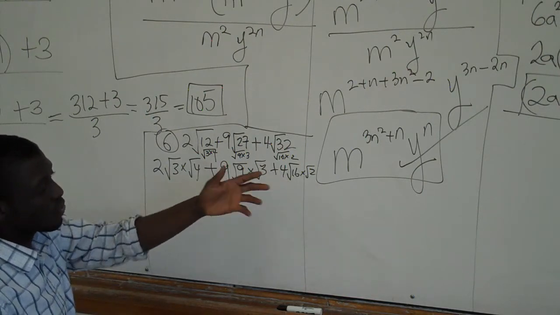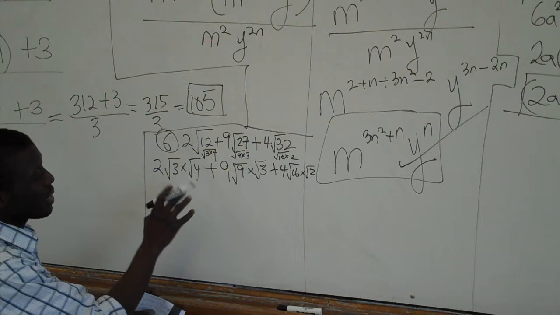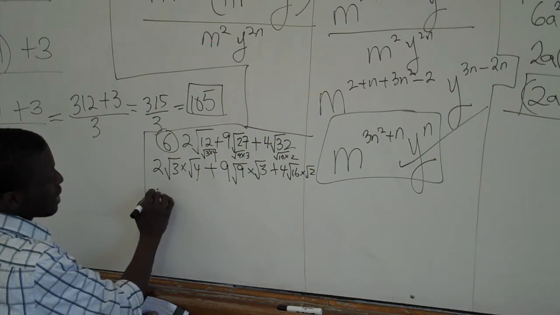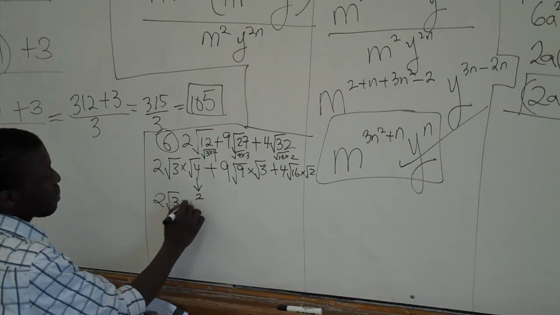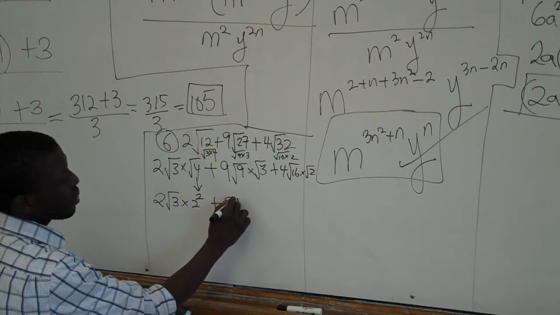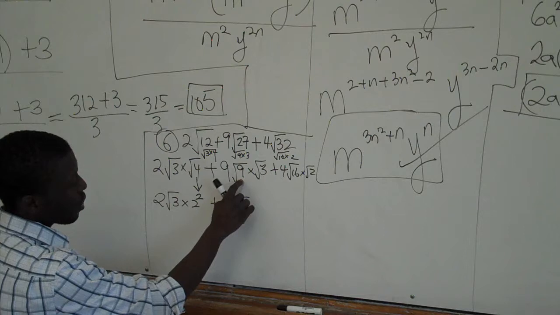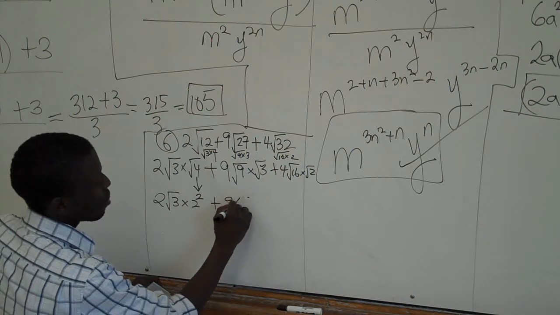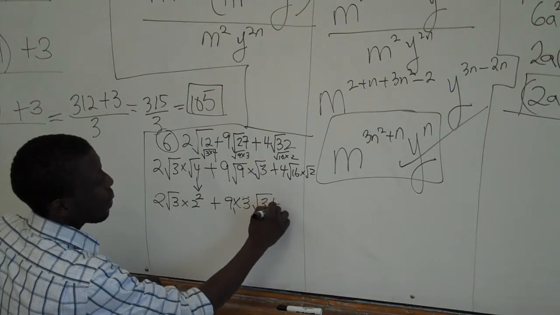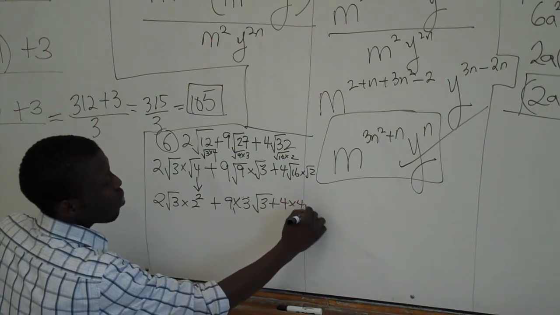So the square root of 16 is 4. There's a video that addresses this in detail. What happens next is this becomes a 2. So it becomes 2 square root of 3 times 2 plus 9 square root of, okay, well, this square root of 9 becomes 3. So the next step here, you would have a 3. So 9 times 3 square root of 3 plus 4 times 4 square root of 2.